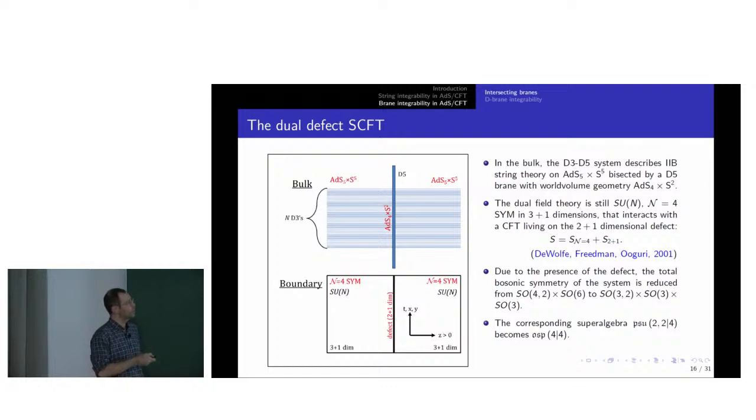And because of the defect, of course, the symmetry of the system is lowered. The bosonic symmetry is lowered to SO(3)×SO(3). Of course, this means that we break the conformal translations, and the superalgebra is halved to OSp(4|4). So it's a half-BPS defect in this case.